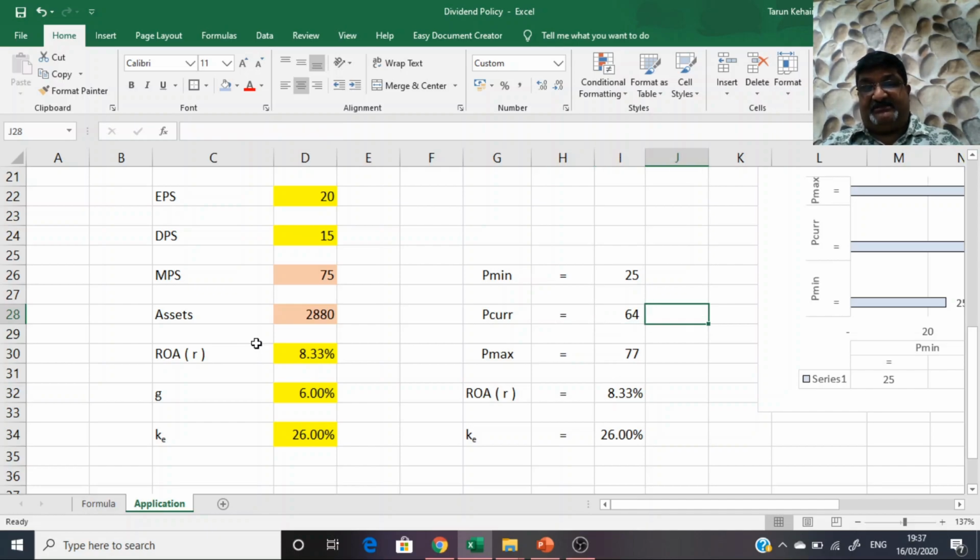So the forecasted price is 64, whereas now the range widens. The minimum price is 25 and the maximum price is 77, applying the same formula as per the Walters model. Now if you note here, this 64 will be closer to the 77 compared to the 25, which means the forecasted price will be closer to the maximum price compared to the minimum price. Now why is that? Because now the company is moving towards following a better policy, or a more appropriate dividend policy, which you can see here.